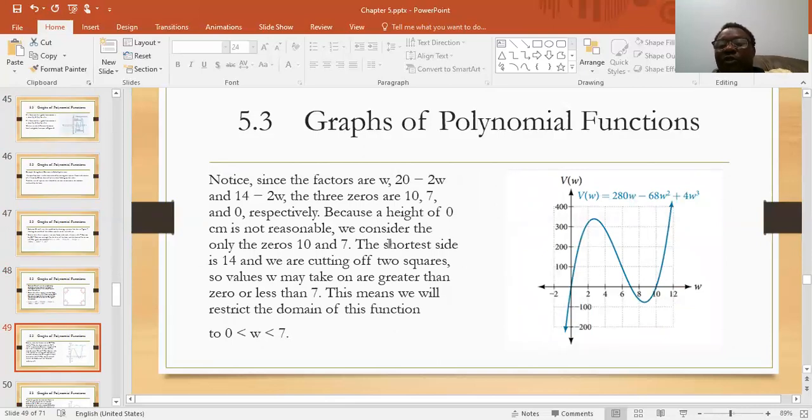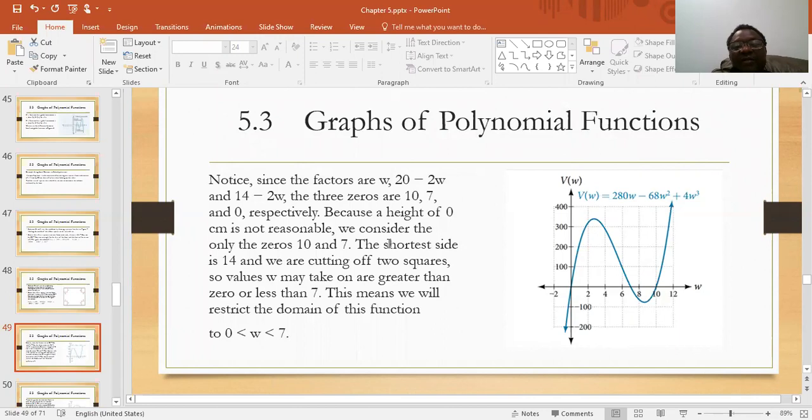So we have the function here, V of W, which is a graph. Because the height of 0, since the factors are W, 20 minus 2W, and 14 minus 2W, the three zeros are 10, 7, and 0. Because a height of 0 centimeter is not reasonable, we will consider only 10 and 7.